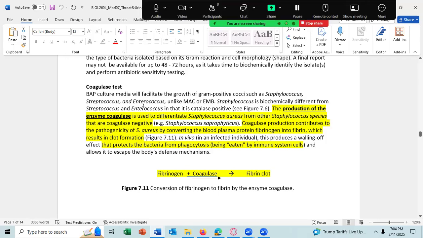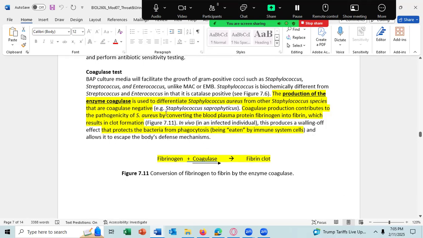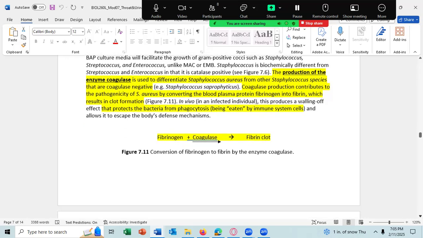The important thing to note is that the clot can help protect Staphylococcus aureus from the host immune system, and only Staphylococcus aureus in the family Staphylococcus has the enzyme coagulase. So if you happen to know that the urinary tract infection is caused by Staphylococcus, you can run the coagulase test, and if it's coagulase positive, then it's Staphylococcus aureus. Any question about any of that?